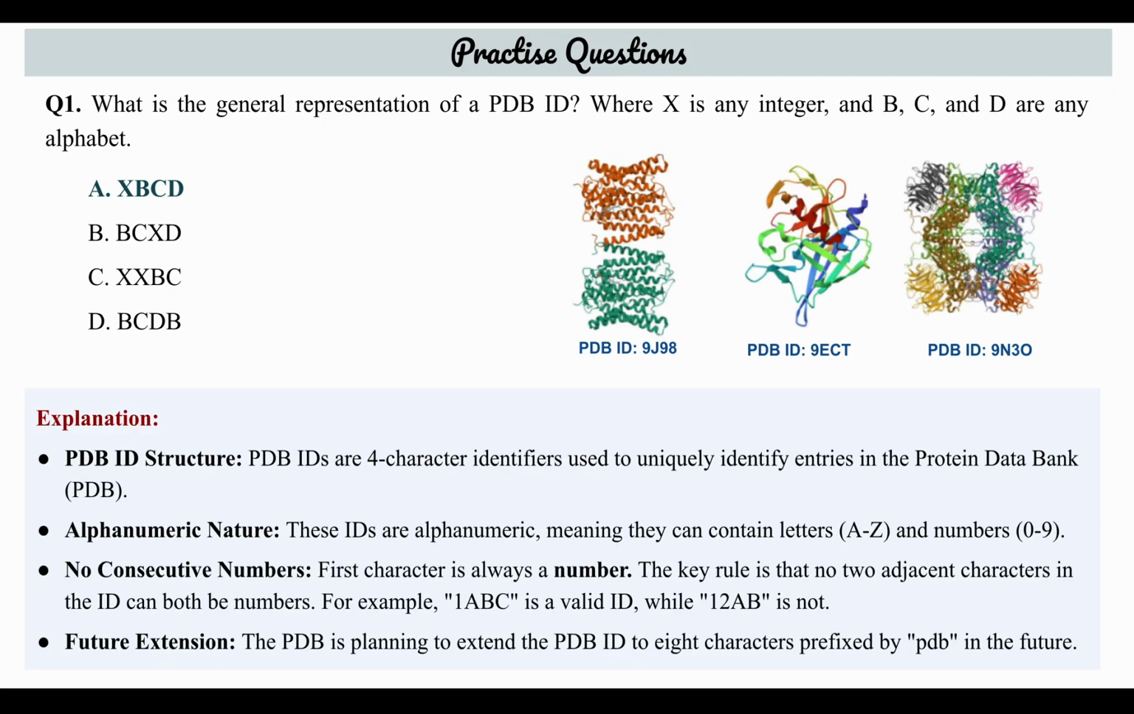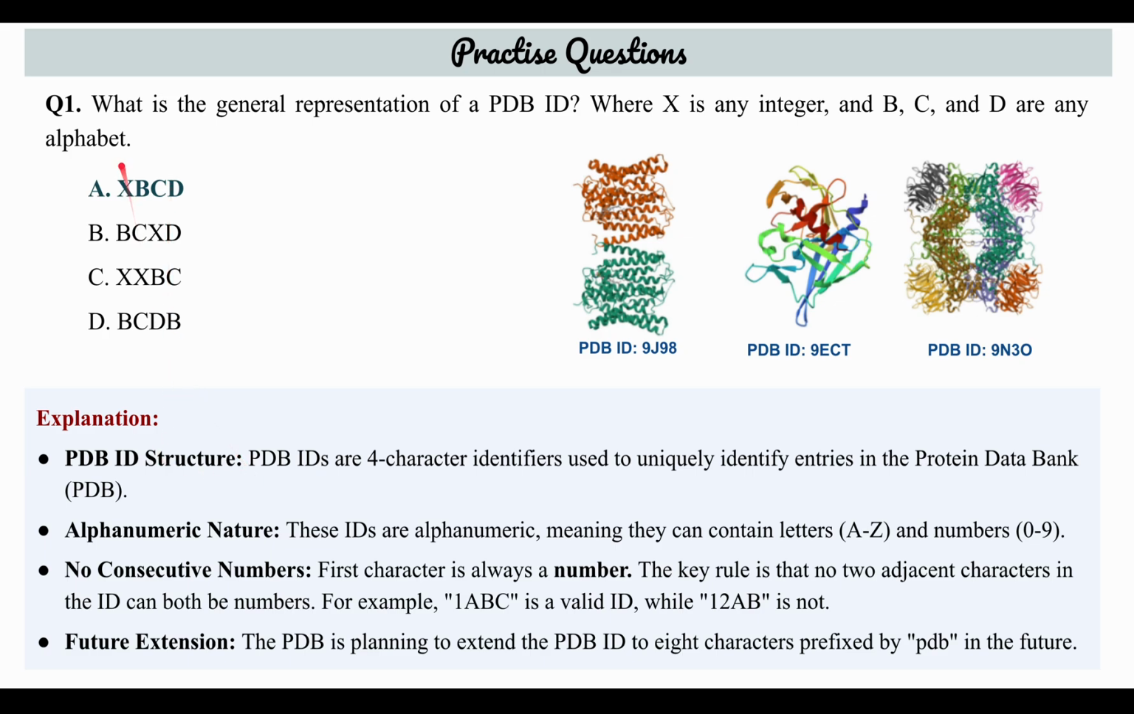Okay, so now let's see. The right answer is option A, which is XBCD. Here are some examples of different PDB IDs. This is how a PDB ID appears. Now we'll see what the journal rule is, how you can find out whether the ID is appropriate or not.